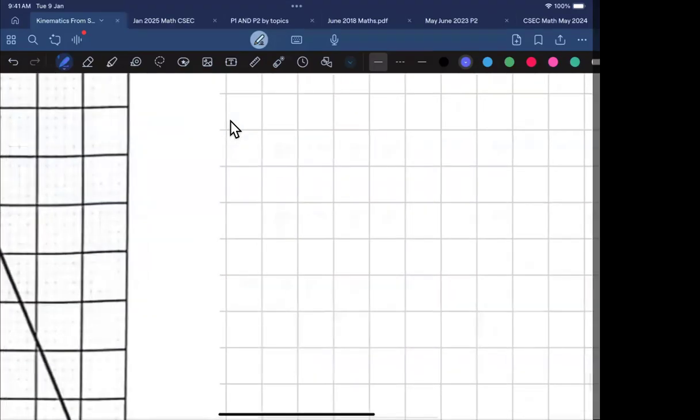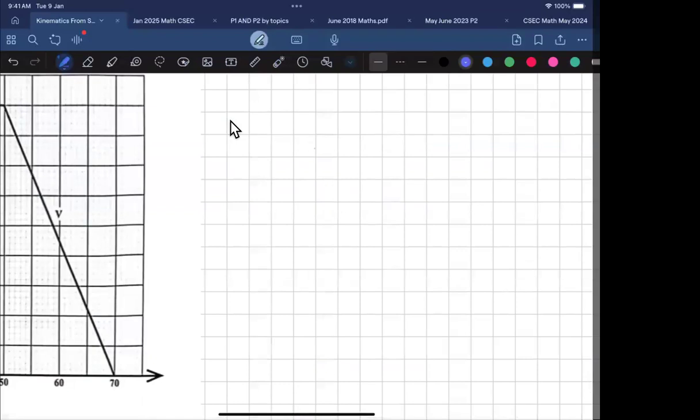Now, let me draw attention to a previous scenario. Which one would have the greatest acceleration? 0 to 100 meters in 5 seconds or 0 to 100 meters in 10 seconds? Which one would have a greater acceleration? The first one, right? Because the time is less.